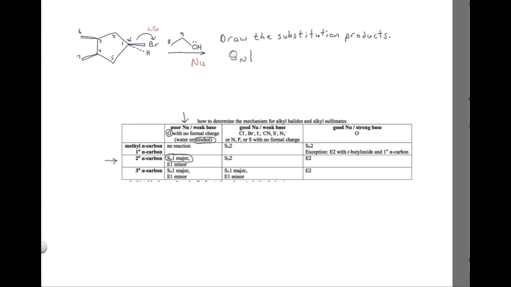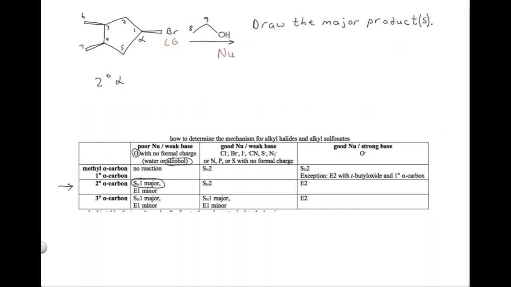Remember, the S in SN1 stands for substitution. By the way, the E in E1 stands for elimination. If they asked you for elimination products, you would follow the E1 mechanism here. But since they're asking for substitution products, we're drawing the SN1 mechanism. So now we can say that the first step is going to be a leaving group step, right? We know SN1 starts with a leaving group step. The first step of SN1 is that the leaving group leaves.